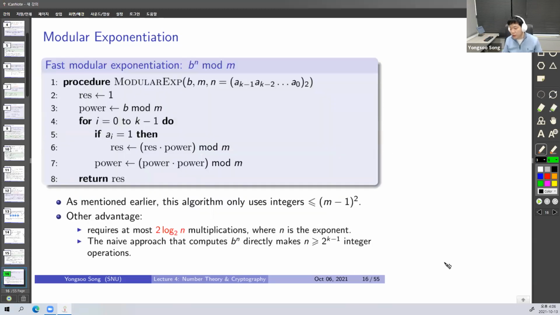So this is a formal description of pseudocode for this modular exponentiation. You can see that here we represented this exponent in binary representation, and we use this value to compute these powers of b as well as the final result b to the n.